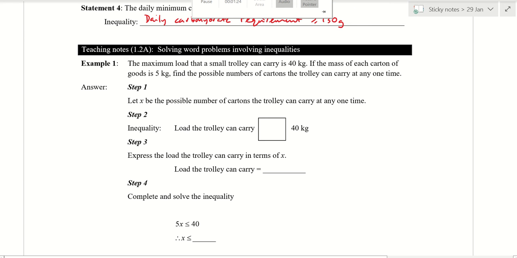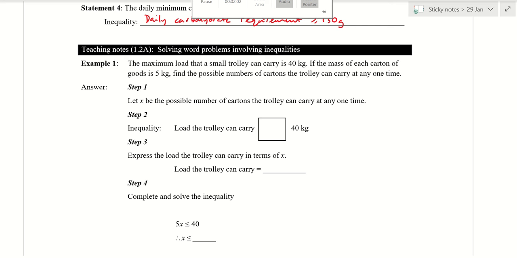Now, what we will commonly see in our examples in school will be word problems that require you to come up with inequalities. So in example number 1, the max load that a small trolley can carry is 40 kilograms. The mass of each carton of goods is 5 kilograms. So we want you to find the possible numbers of cartons that the trolley can carry at any one time. We know that you are able to simply do a division and get that the answer will be 8 cartons, because 40 divided by 5 is 8. However, we want to see you apply inequalities when solving this question.